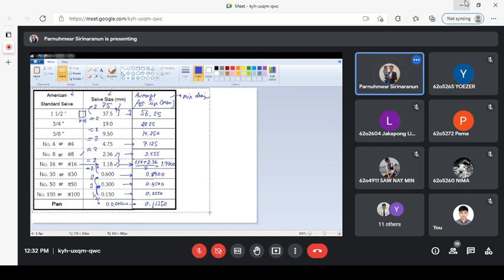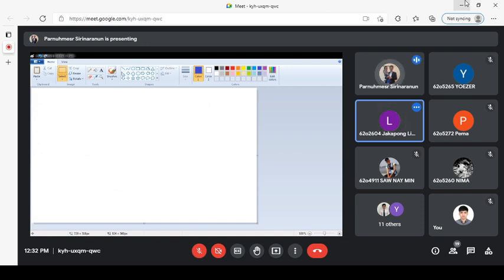Any question? No. Okay. Then after you know how to find the average aggregate size that depends on each sieve, the next example.